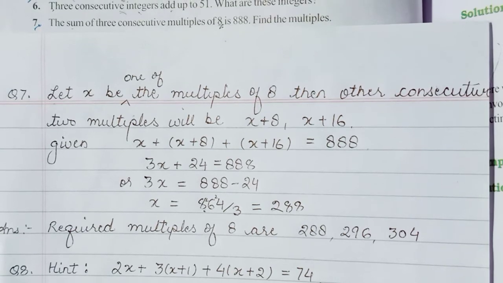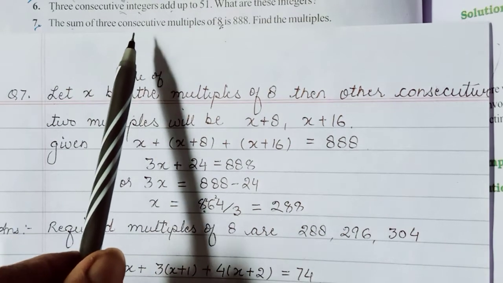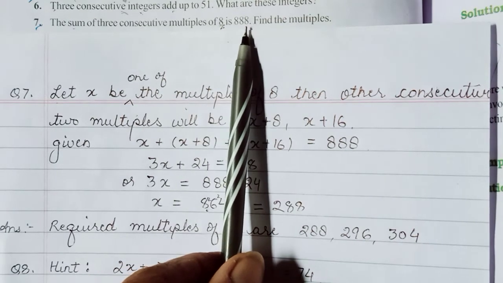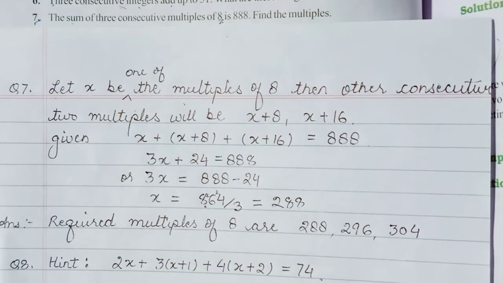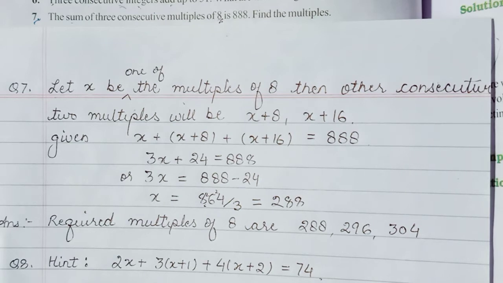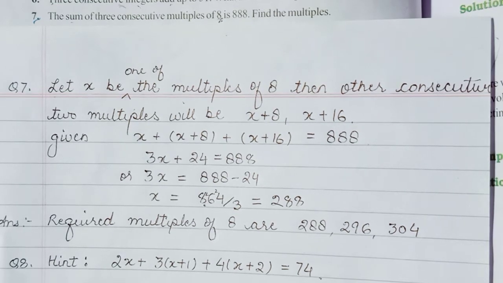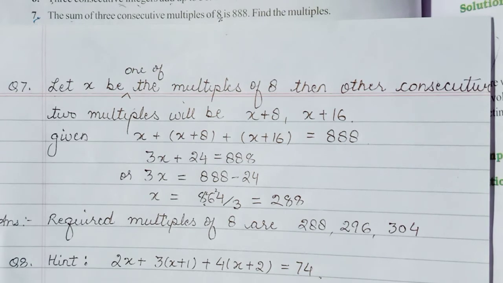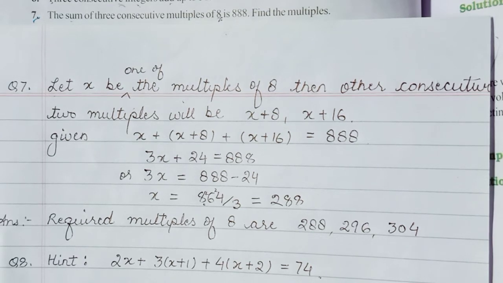Okay, children, now the seventh one, which says the sum of three consecutive multiples of 8 is 888. You have to find the multiples. Again consecutive means one after the other, and this time it's multiples of 8. The multiples of 8 differ by 8. If I read the table of 8: 8 2s are 16, 3s are 24, 32. So what is the difference between all of these? Plus 8, plus 8, plus 8 gives you the table. Every multiple of 8, the following multiple can be obtained by adding another 8 to the previous number: 8 plus 8 is 16, 16 plus 8 is 24, 24 plus 8 is 32.